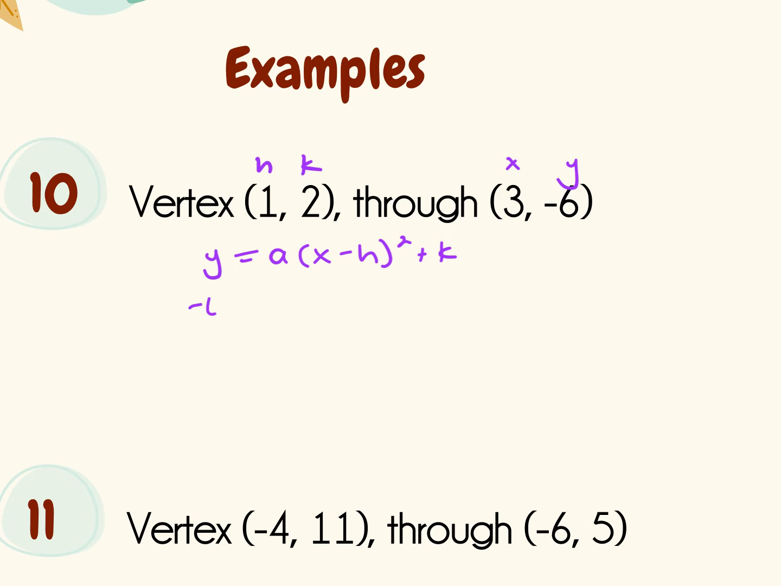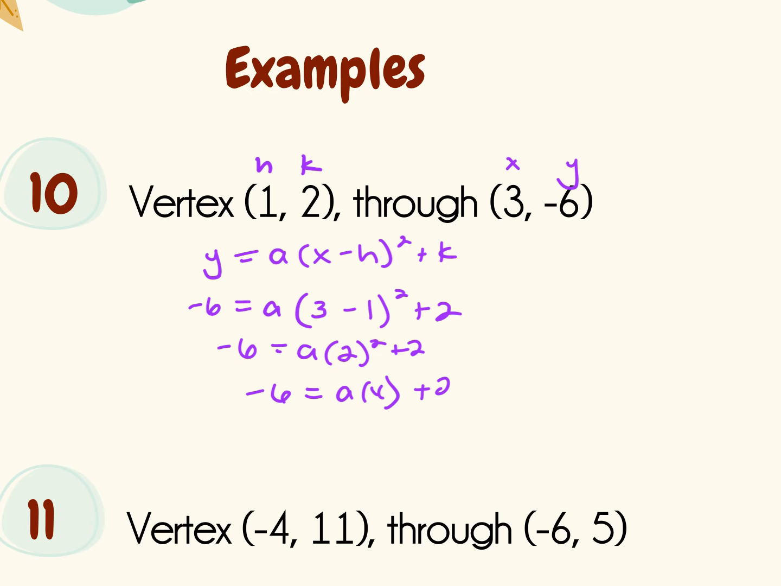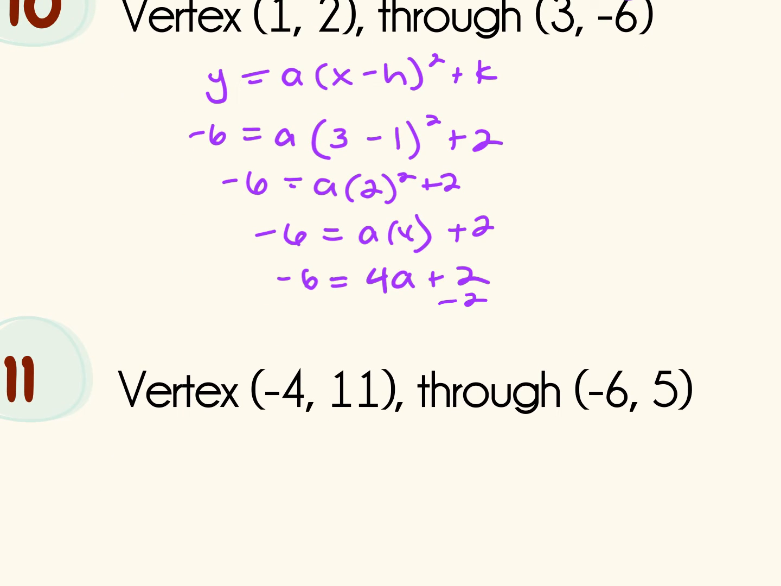So the y is -6. The a is our unknown. The x is 3. The h is 1. And the k is 2. Negative 6 equals a times 2 squared plus 2. Negative 6 equals a times 4 plus 2. And you can rewrite that as 4a if it's easier for you to read. Subtract the 2. Negative 8 equals 4a. Divide by 4. And a is negative 2.